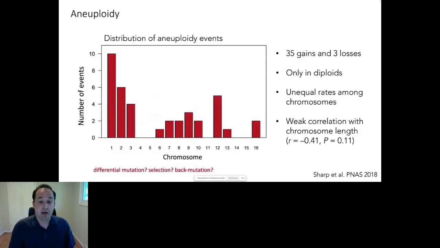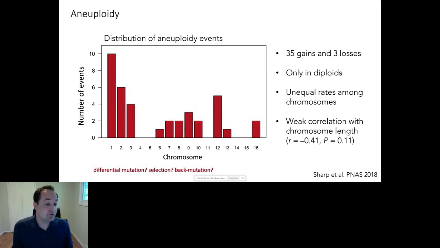And I'll just focus briefly on some of these aneuploidy events where we can describe the spectrum of aneuploidy, both in terms of how many chromosomes are gained versus lost. So we have 35 gains and 3 losses. That is a bit surprising. We would expect maybe an equal number of those.